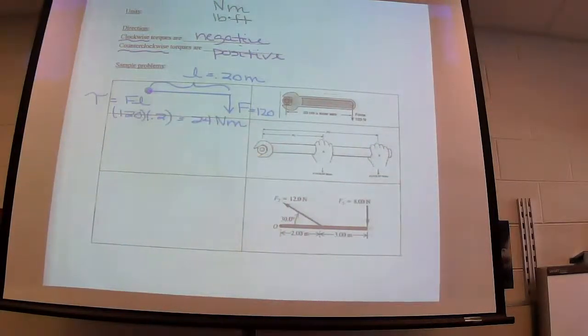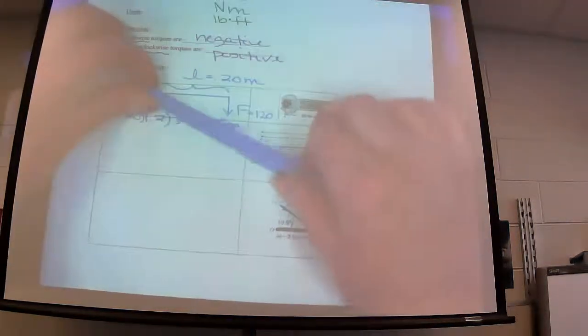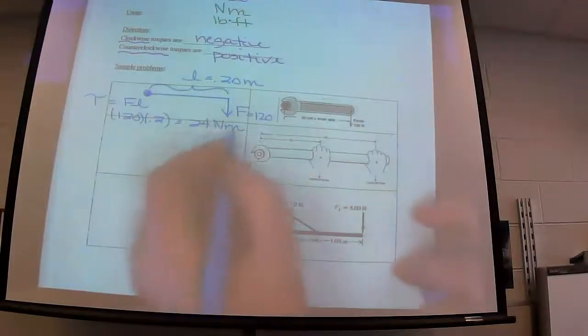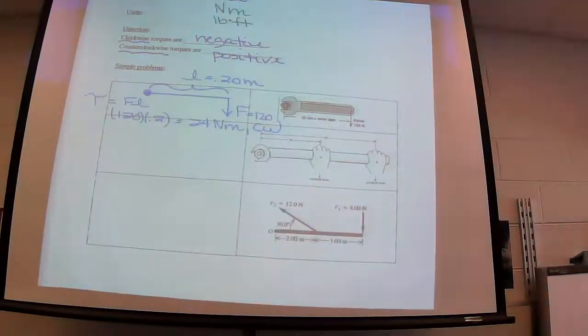Did I produce a clockwise torque or a counterclockwise torque? So you talk to yourself, you hold your finger at the pivot point, and you say, well, if I pull down here, that would make it go this way. That would go clockwise, right? So 24 Newton meters clockwise. So that's totally fine. Or you could have done this.